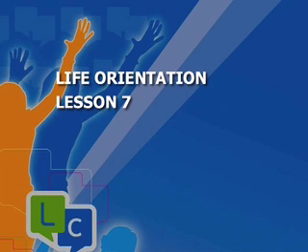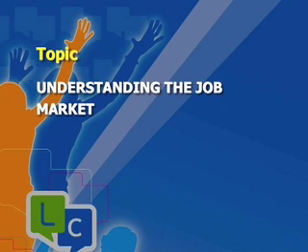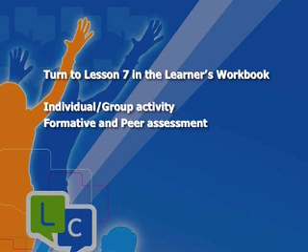Life Orientation, Lesson 7. Topic: Understanding the Job Market. Turn to Lesson 7 in the Learner's Workbook. This lesson includes an individual and a group activity with formative and peer assessment.